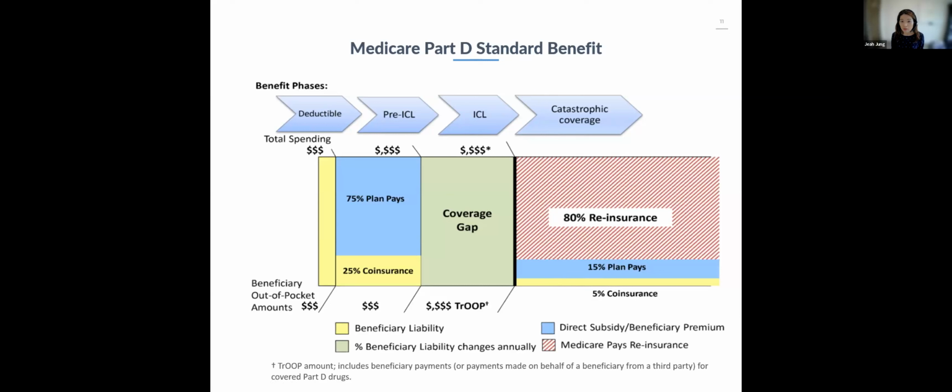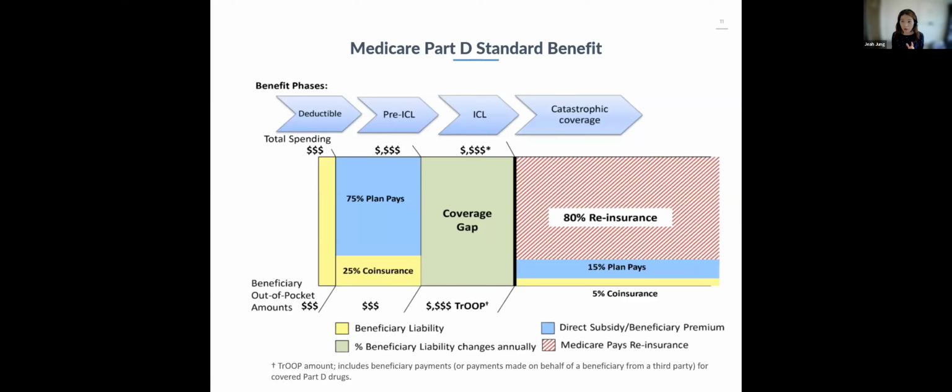So this is really for those who have already spent a lot of money on drug use, more than $7,000. Once you enter this coverage phase, we try to minimize the patient cost sharing. And the government pays, not through Part D plans, but the government directly pays 80% of the cost in this benefit phase. And then 15% is covered by Part D plans.